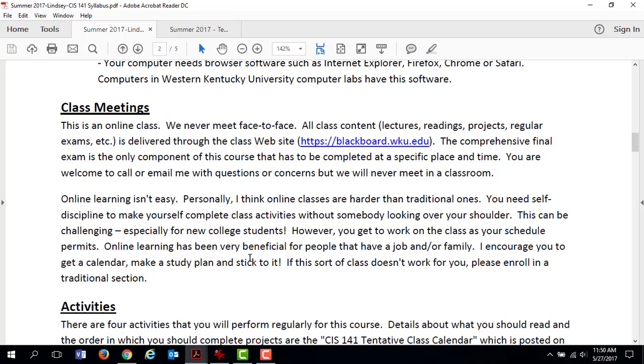And so, as it says in here, towards the bottom of the second paragraph, get a calendar, put all this information that you're about to see onto the calendar, and make sure that you're sticking to your study plan, because with an online class, it's really easy to basically get behind. And so I will be posting reminders about things as they come due. But ultimately, you are going to be held responsible for completing or not completing work.